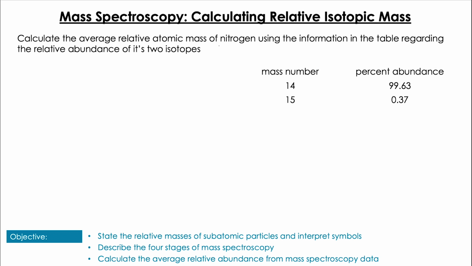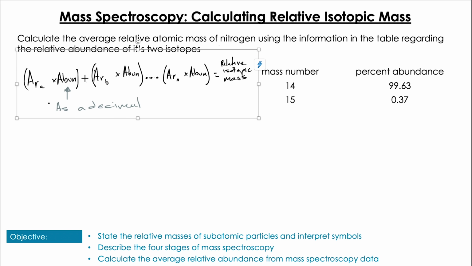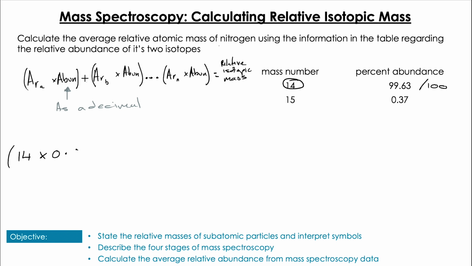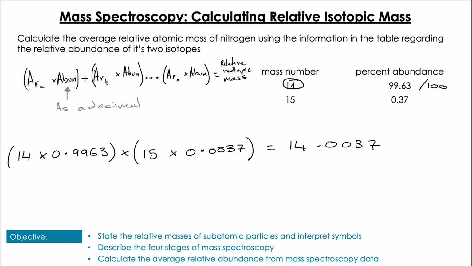We can also get questions similar to this without the spectra and instead given as abundance values, as we're given here. So we're still going to use the same calculation that we used in the previous question, and we're just going to plug in the values of mass and abundance. Remember, converting our percentage abundance into a decimal abundance. So we get 14 times 0.9963 plus 15 times 0.0037, which is 14.0037. Slightly more accurate than on the IB periodic table, but that doesn't matter.